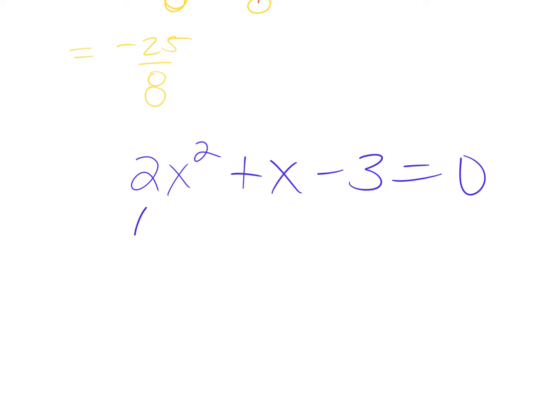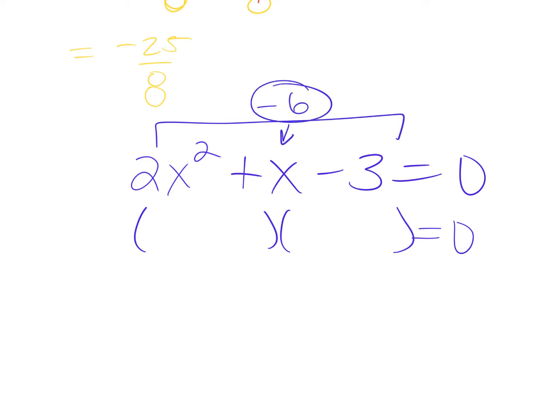Okay, so we're going to factor. If this doesn't factor, what do we have to use? The quadratic formula. Ooh, gross. Okay, so 2 times negative 3 is negative 6. What are the factors of negative 6? Negative 2 and 3, that multiply to give me negative 6 and add to give me a positive 1. I'm going to say plus 3 minus 2.